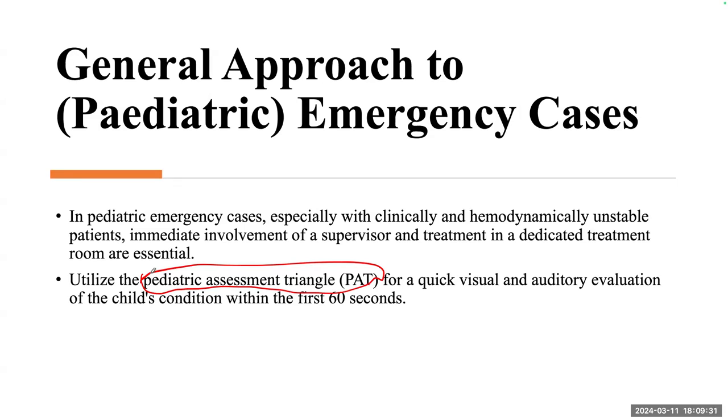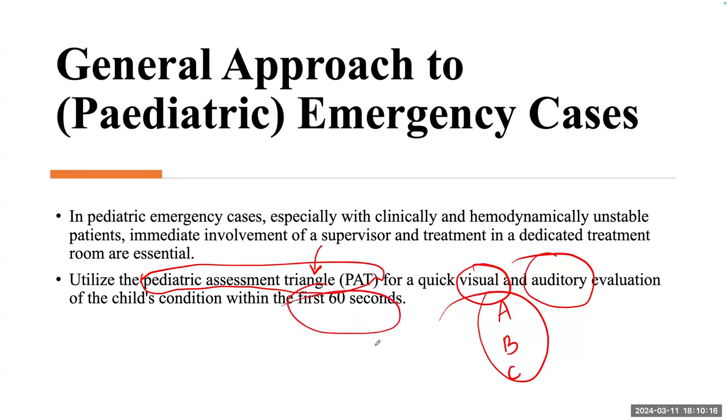Now, we all know that whenever we see any kinds of emergencies, we think about ABC, that means airway, breathing, circulation. But in case of children, this should start by looking at the child before we touch the child and start our assessment. And that's what we call pediatric assessment triangle. When you get a pediatric emergency case, or when you think that this could be a pediatric emergency, the first thing you'll have to specify is you would want to assess the child by using the pediatric assessment triangle for a quick visual and auditory evaluation. That means you don't touch the child, you just look at the child, you just listen to the breathing sound of the child, look at the activity of the child, and you try to make a decision by a quick glance at the child's activities and the breathing activities.